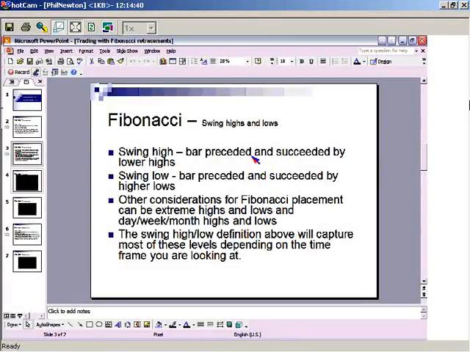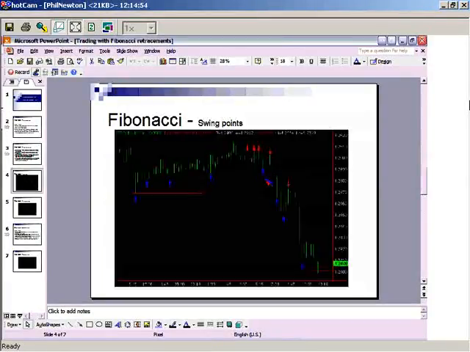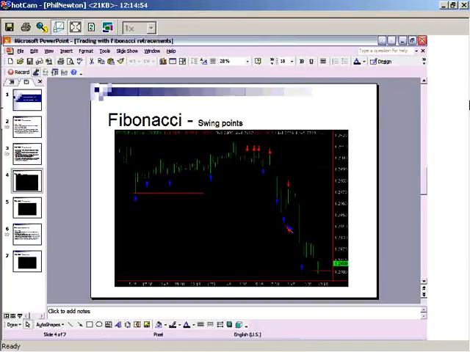Swing highs, swing lows, red arrows, swing highs. They're all bars preceded and succeeded by lower bar highs. And the blue arrows, they're all bars preceded and succeeded by higher bar lows.